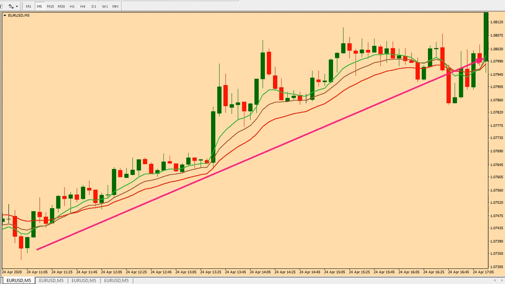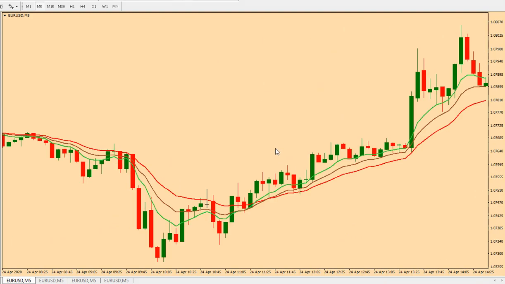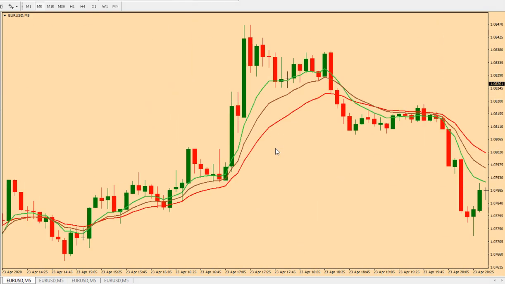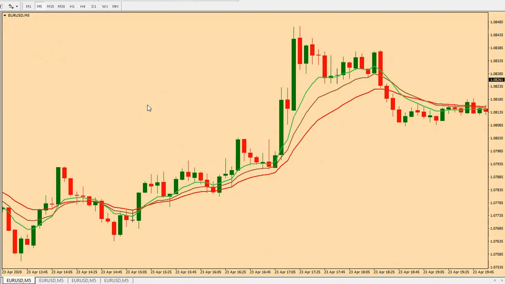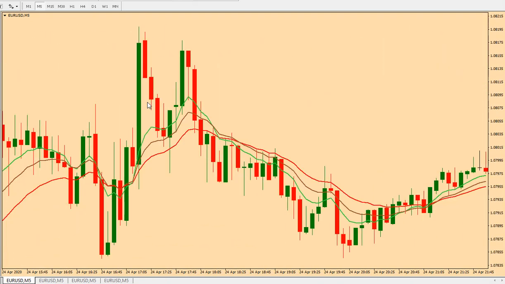Correct? Similarly, if I take you to the left of my chart, let me scroll back like here. You can see the chart is flowing from left to right. Downtrend. And what do you notice about it? The short one is below the medium. The medium is below the long-term moving average, or the longer moving average.